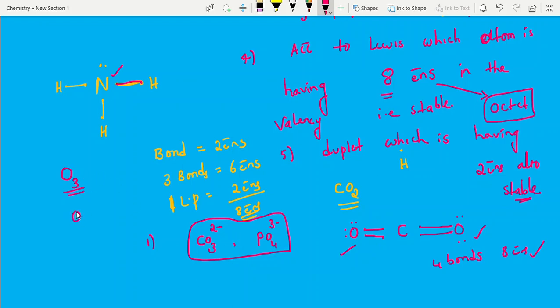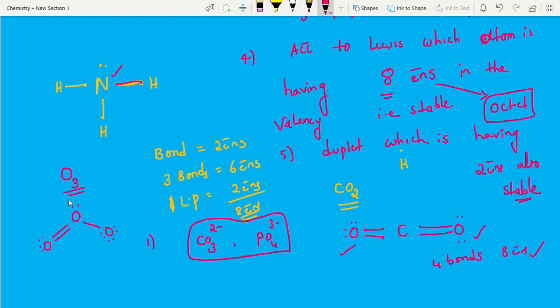O3 molecule. Finally you will get a structure like this. You can check it. This is the Lewis dot structure of the O3 molecule. Clear, students? Okay. In the next video, I am going to do formal charge calculations and the hybridization topic, students. So, ozone molecule clear? Any doubt?